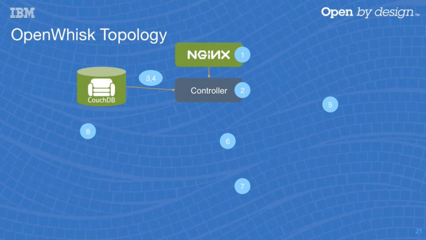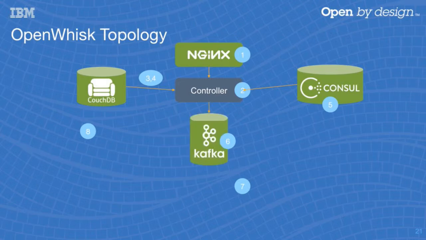So once the controller gets that information from CouchDB, it then reaches out to Consul. Now, Consul acts as a service discovery tool in our case. Its main job is to discover all the different invoker machines on which the actions will be executed, which ones of them are available, and queue them up appropriately.